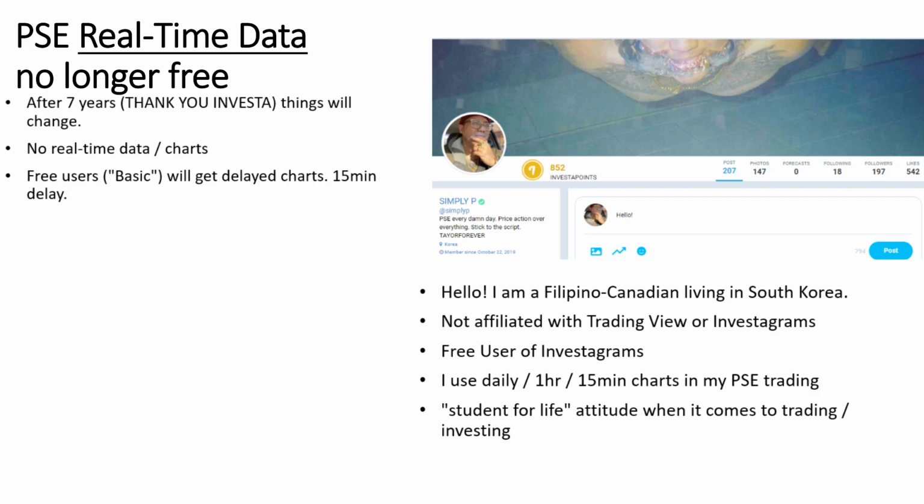Free users, basic users, will get delayed charts, a 15-minute delay. No more free level 2 data. So that means no more market depth. You can't see the bid and ask anymore.